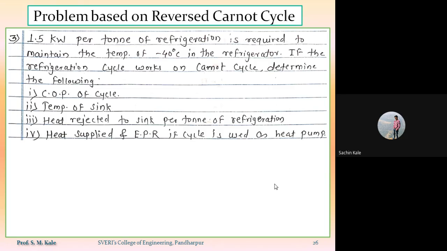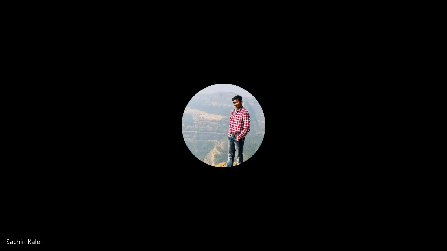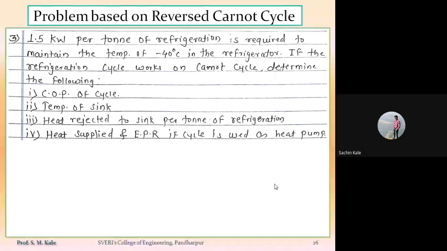1.5 kilowatt per ton of refrigeration is required to maintain the temperature of minus 40 degrees in a refrigerator. If the refrigeration cycle works on the Carnot cycle, then we have to find out the COP of the cycle. Second, the temperature of the sink. Third, the heat rejected to the sink per ton of refrigeration. And fourth, the heat supplied and EPR. EPR means energy performance ratio, if the cycle is used as a heat pump.